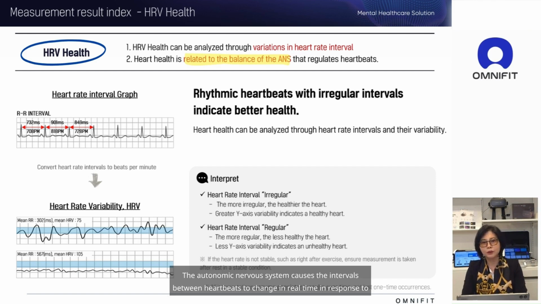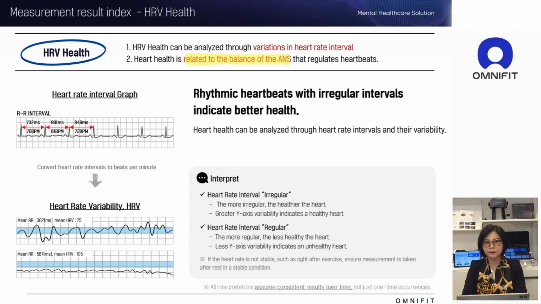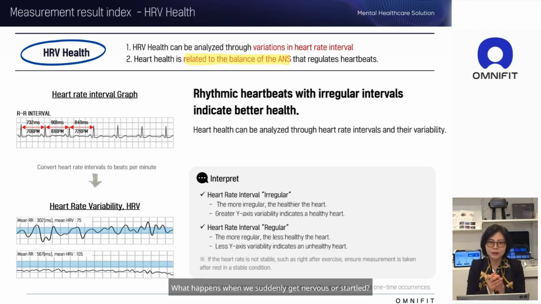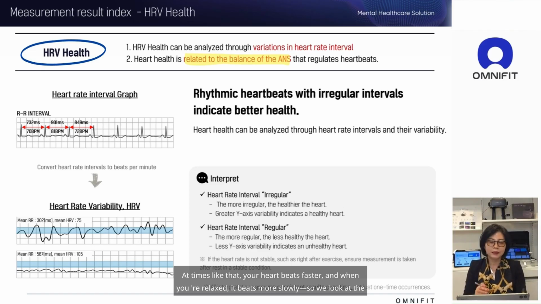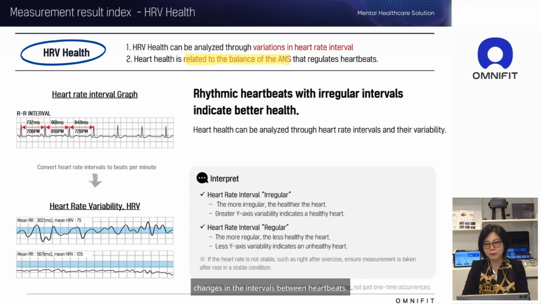The autonomic nervous system causes the intervals between heartbeats to change in real time in response to external stimuli. What happens when we suddenly get nervous or startled? You can feel your heart pounding, right? At times like that, your heart beats faster, and when you're relaxed, it beats more slowly, so we look at the changes in the intervals between heartbeats.